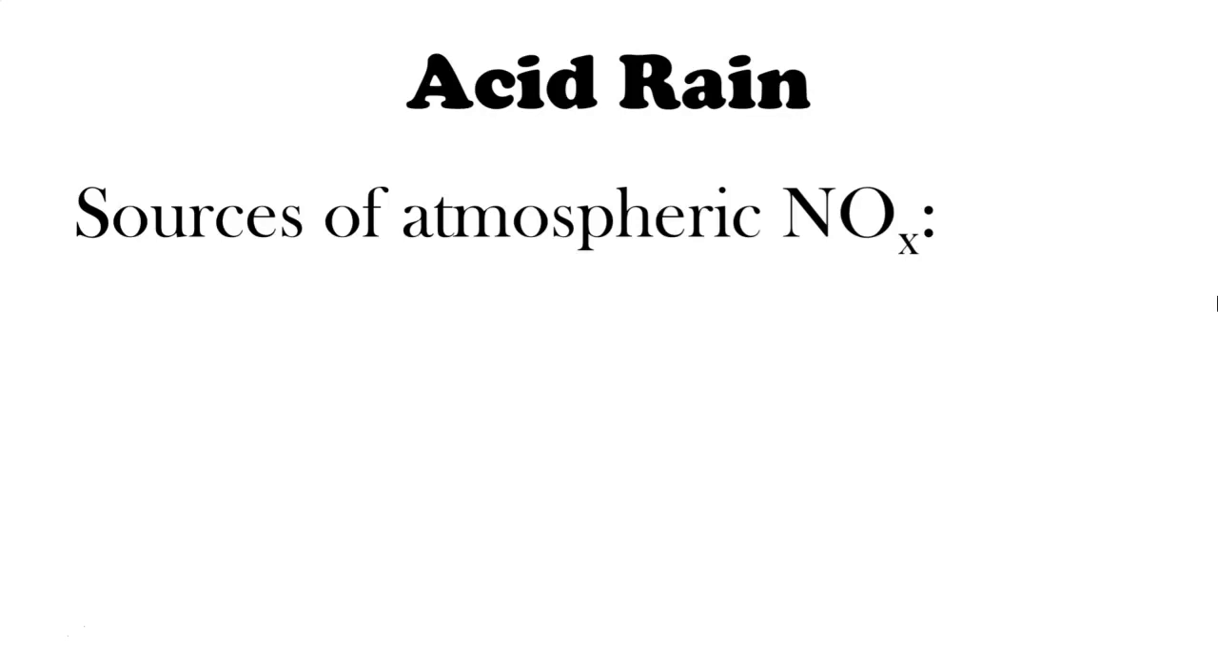A lot of times this is simply called NOx. What we're talking about here with NOx is primarily two chemical compounds. We're talking about nitric oxide, which is NO, sometimes called nitrogen monoxide. And then we have NO2, which is called nitrogen dioxide. So both of those compounds together, we call NOx.